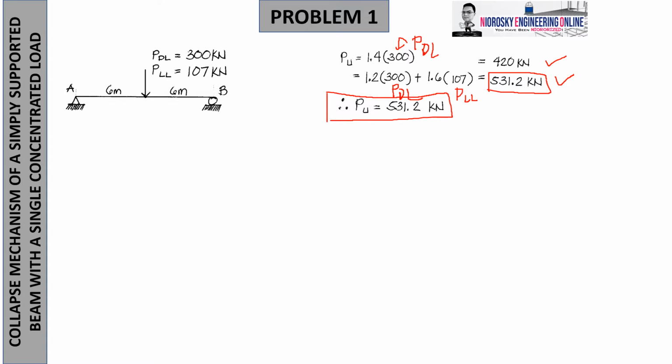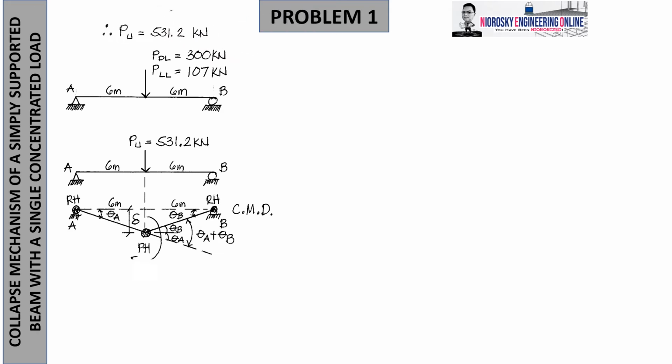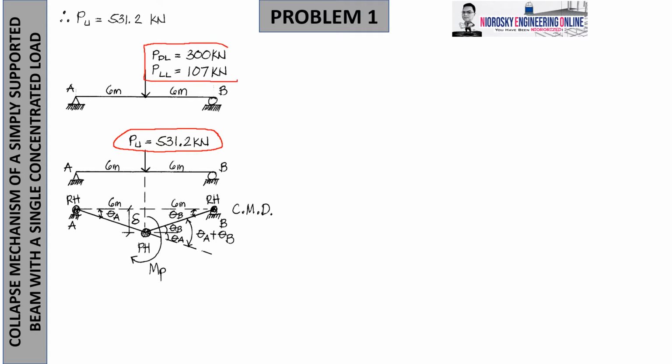So using PU of 531.2, then we will arrive to the following next set of equation. Okay, knowing that PU is 531.2 to represent these two loads in terms of LRFD, okay, then followed by what we call the collapse mechanism diagram, or we will use CMD for this, okay. So ano yung mga nakikita natin?